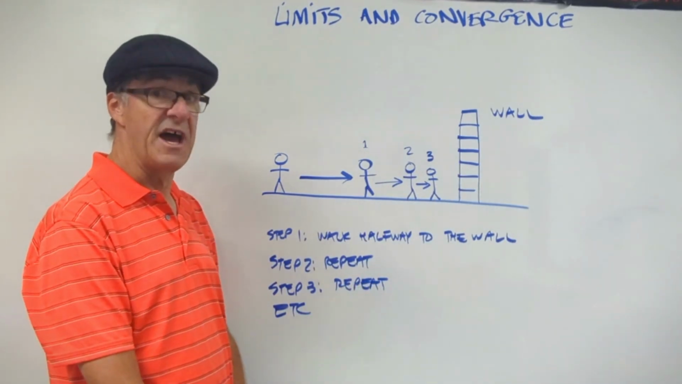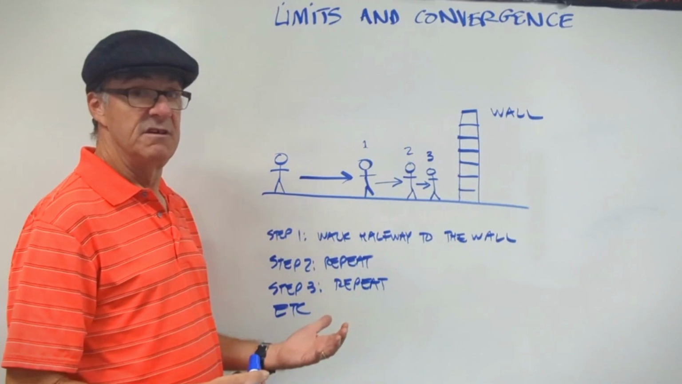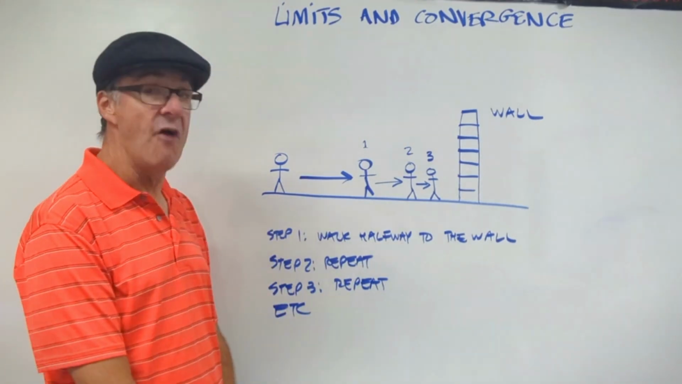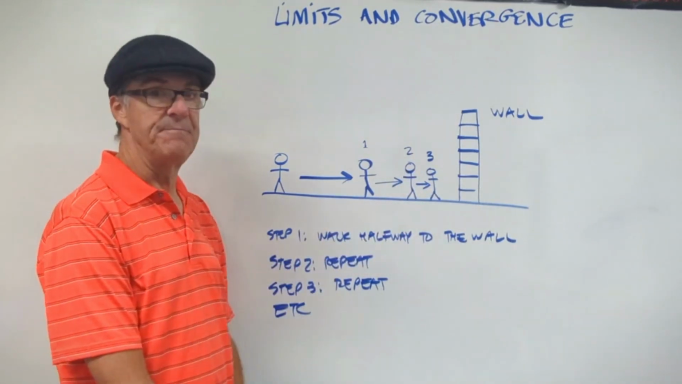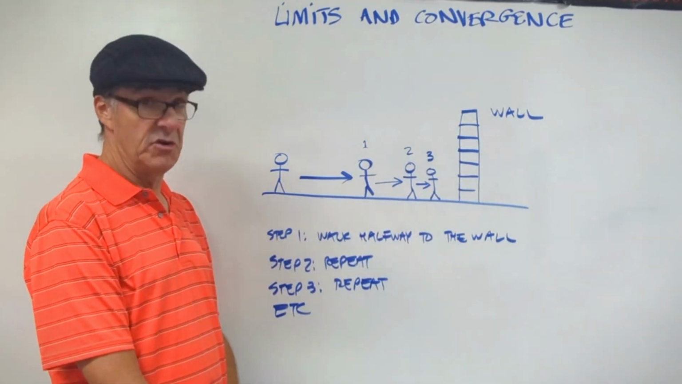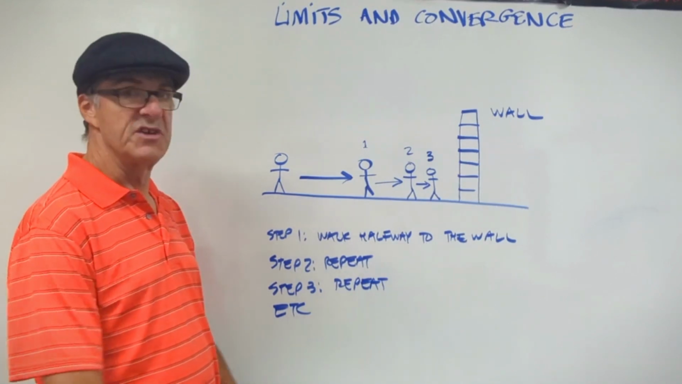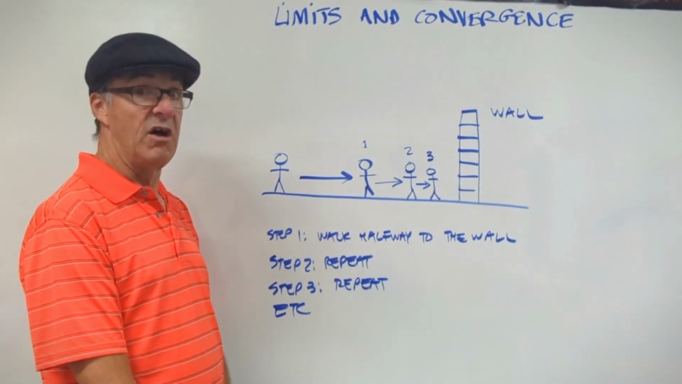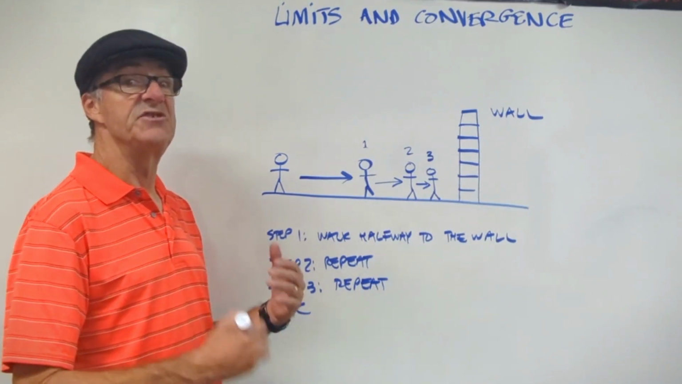So here's a question I have for you. What is the limit of how far you can walk towards the wall by going halfway each time? So if you thought, well, the limit is the wall, you're right. Second question, will we get to the wall? Think about that for a minute. The answer to that is no.